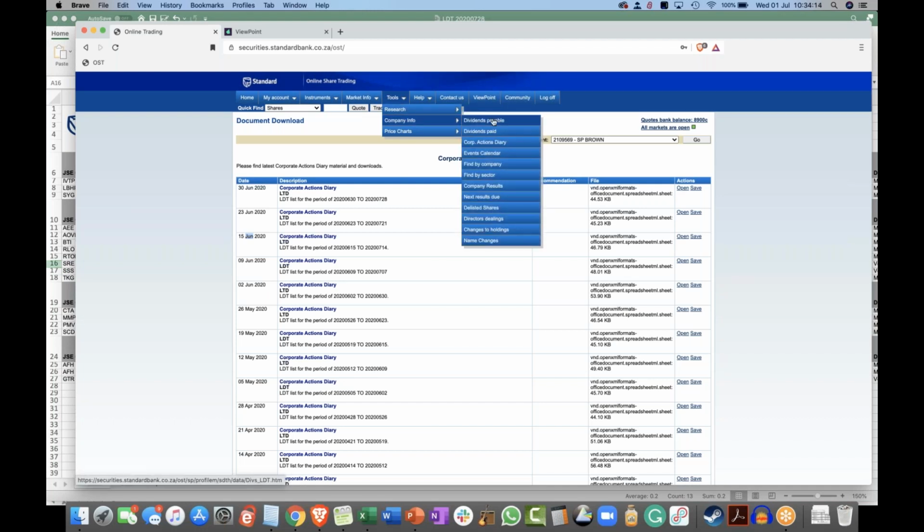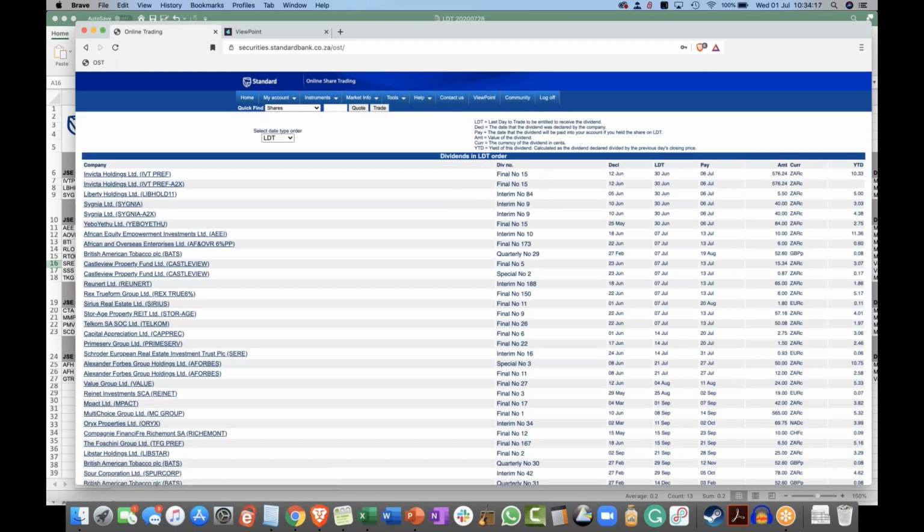So sticking with the others, dividends payable. These are dividends that have been announced but not yet paid, and it gives you a search by ODT. Now you will note there were some dividends from yesterday. This hasn't flushed out overnight, but there were a couple of shares there, Liberty, Signia, Yebuyetu, and Invicta Holding prefs, including the A2X prefs, where the dividends have been announced, and last day to trade was yesterday, Tuesday, 30 June. Pay date will now be 6 July.